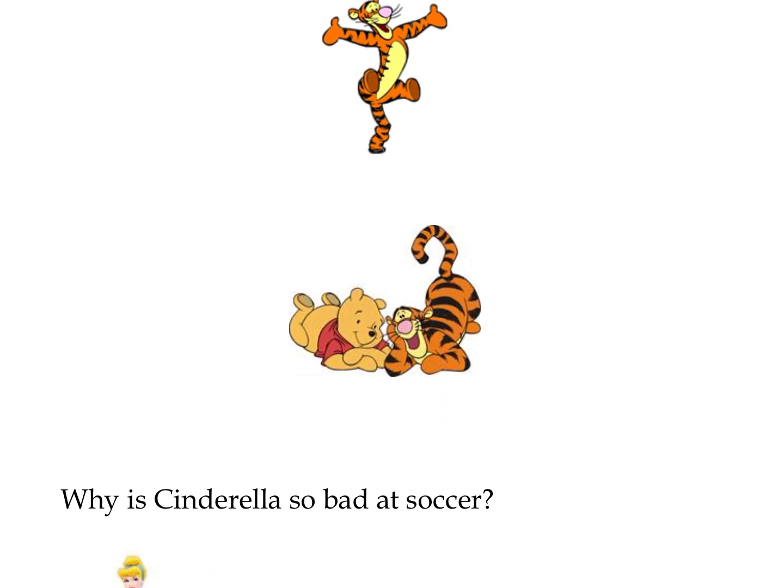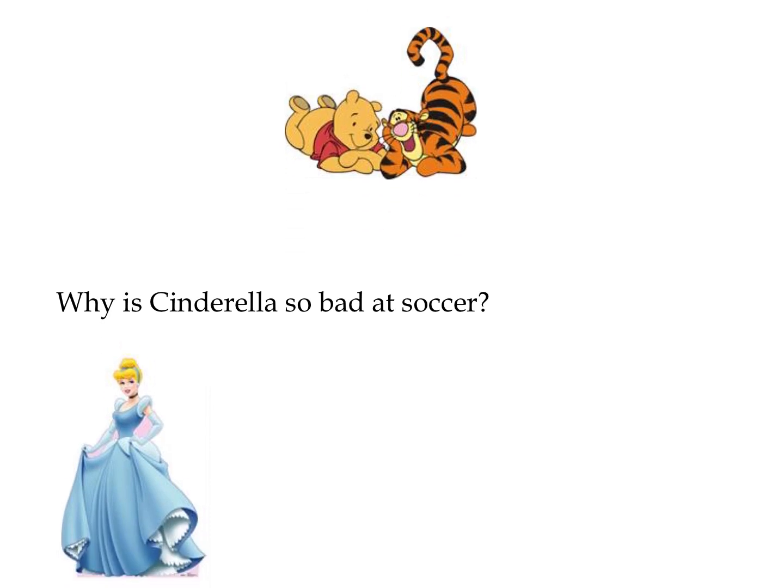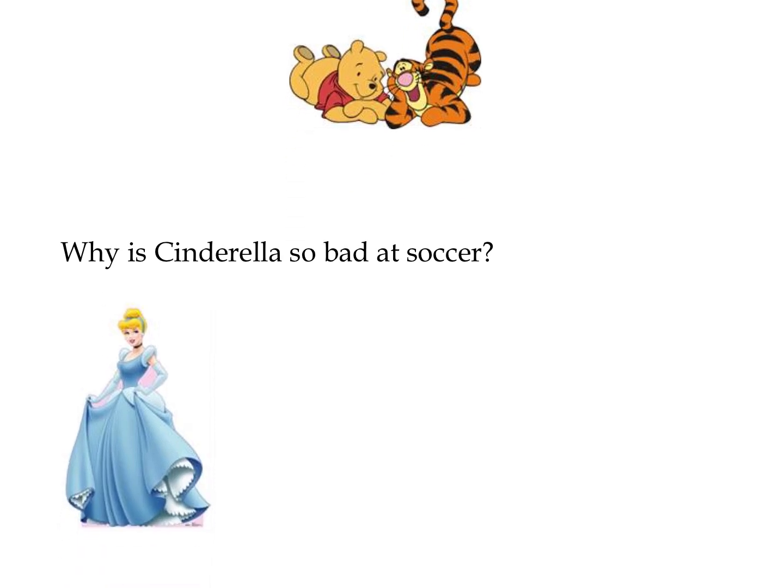And why is Cinderella so bad at soccer? Well, as we know, she always runs away from the ball. All right, there you go. A couple of lighthearted elementary jokes. I'll let you calm down your laughter here before we move on to some more inequalities.